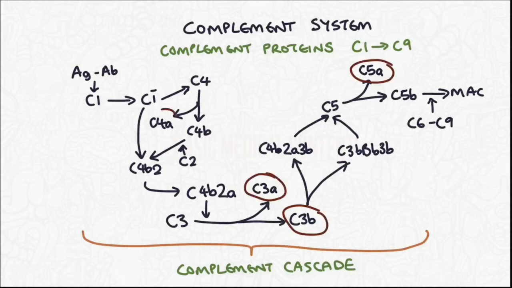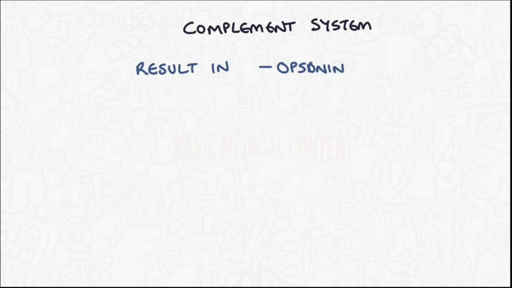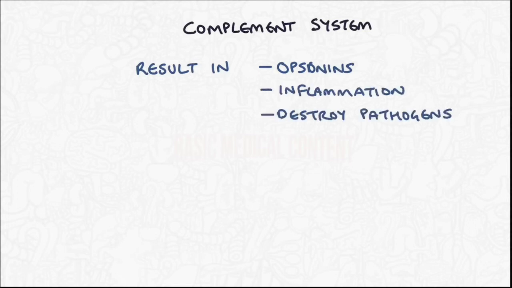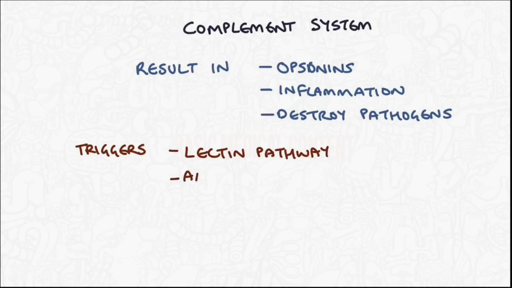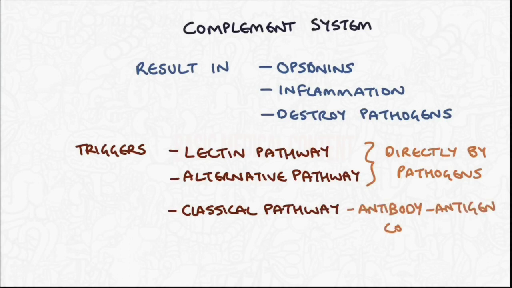and destroying the pathogens. The complement system is triggered in one of three ways. The lectin and the alternative pathway are activated directly by pathogens, and the classical pathway is activated by antibody-antigen complexes that arise from the specific immune system. And that brings us nicely onto looking at the function of the specific immune system.